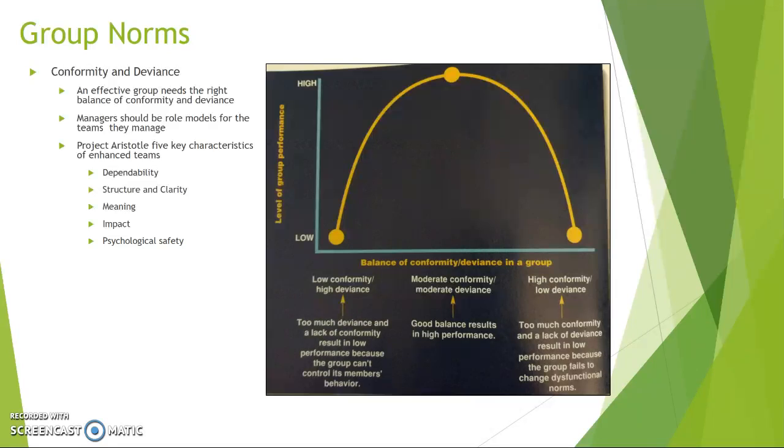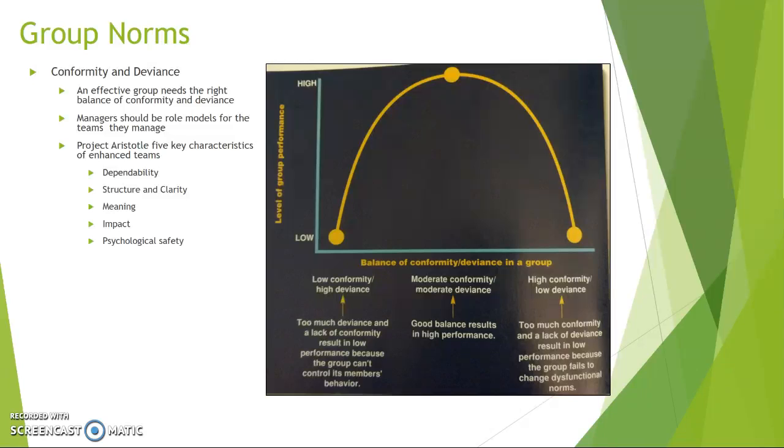While researching, they found that psychologists and sociologists refer to group norms. Group norms are the shared guidelines or rules for the behavior of the group. With this idea in mind, Project Aristotle combed through their data, looking for team behaviors that improve the collective intelligence of the group. The 5 characteristics identified by the Project Aristotle team are dependability, structure and clarity, meaning, impact, and psychological safety. Dependability is the expectation that your team members will get their work done on time.